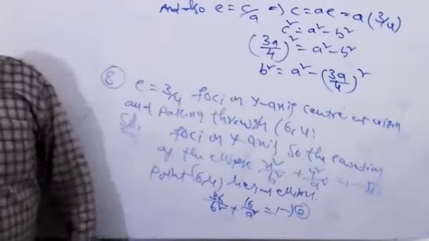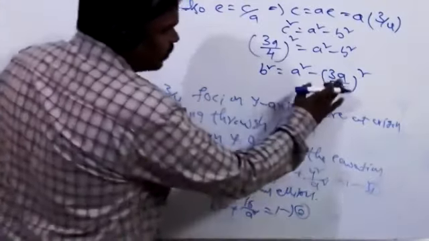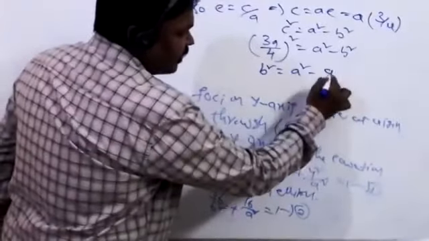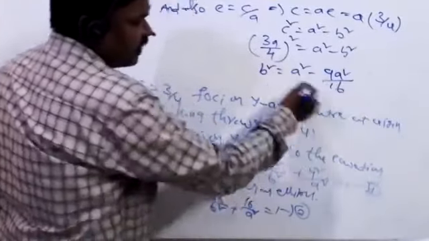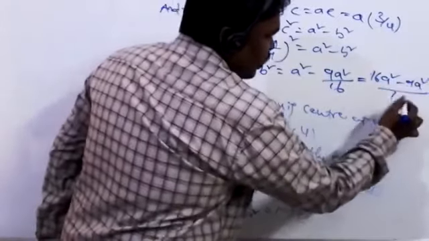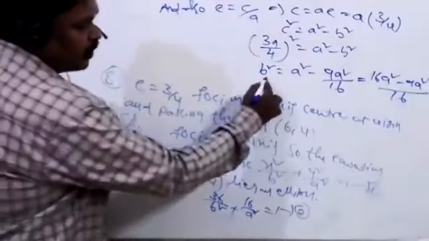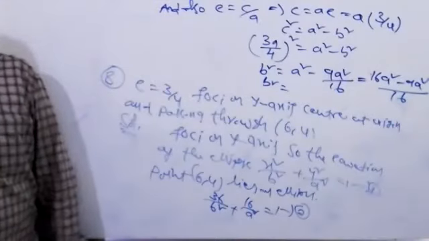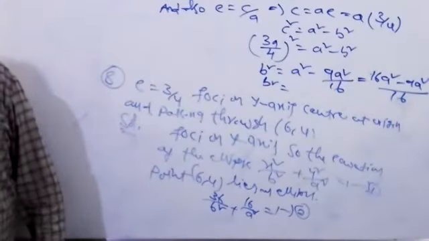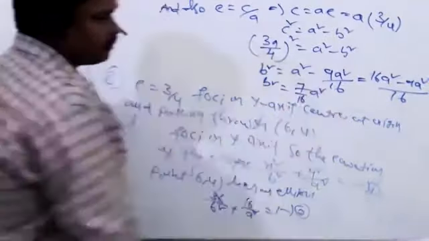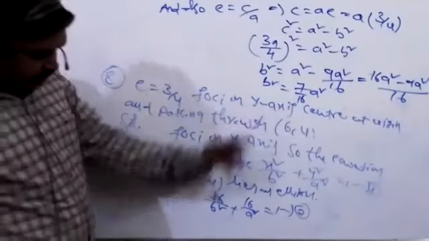Then 9a square upon 16. Then take LCM: 16a square minus 9a square upon 16. Now b square is equal to 7a square upon 16. This is equation 3.